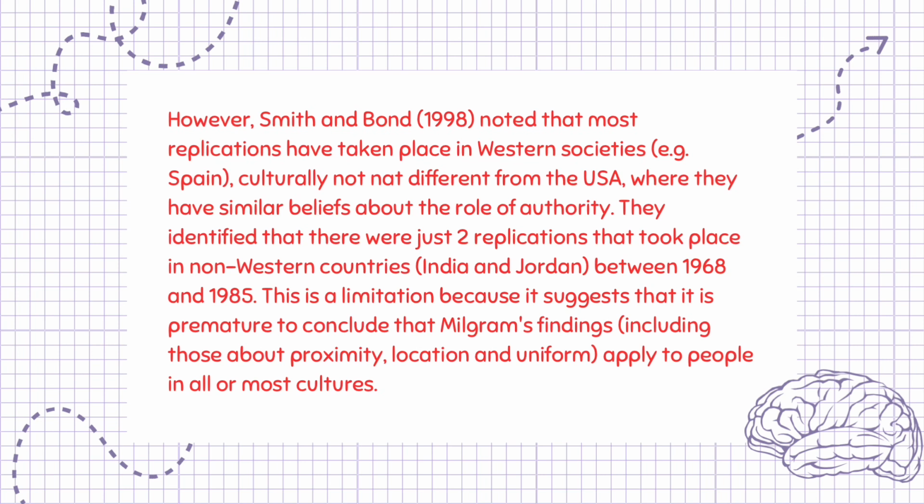However, Smith and Bond, 1998, noted that most replications have taken place in Western societies, e.g. Spain, culturally not that different from the USA, where they have similar beliefs about the role of authority. They identified that there were just two replications that took place in non-Western countries, India and Jordan, between 1968 and 1985. This is a limitation because it suggests that it is premature to conclude that Milgram's findings, including those about proximity, location, and uniform, apply to people in all or most cultures.